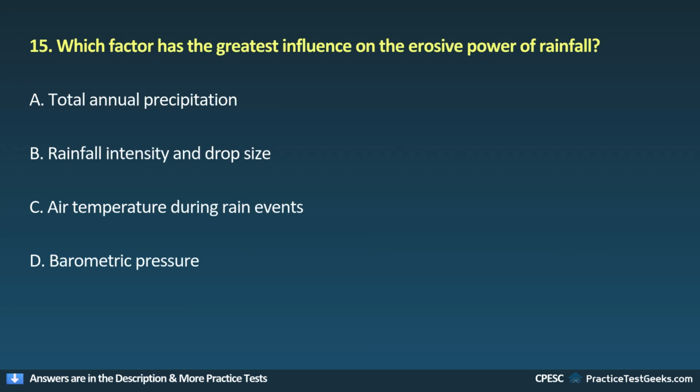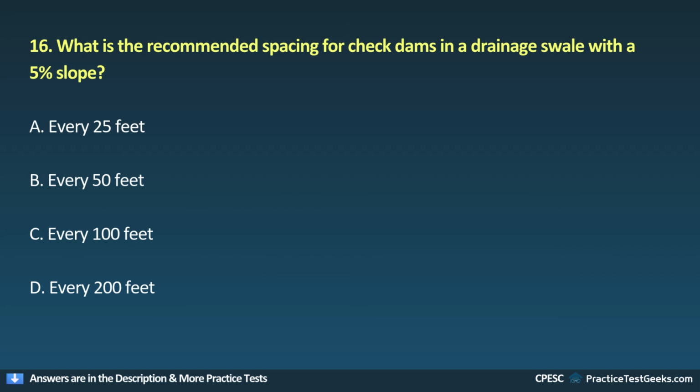15. Which factor has the greatest influence on the erosive power of rainfall? A. Total annual precipitation. B. Rainfall intensity and drop size. C. Air temperature during rain events. D. Barometric pressure. 16. What is the recommended spacing for check dams in a drainage swale with a 5% slope?